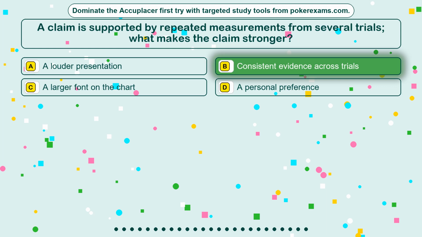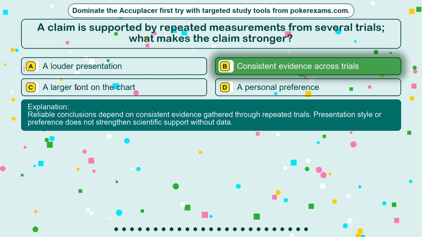The correct answer is option B, consistent evidence across trials. Reliable conclusions depend on consistent evidence gathered through repeated trials. Presentation style or preference does not strengthen scientific support without data.